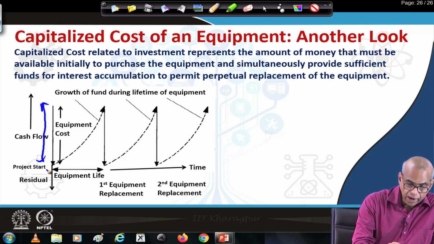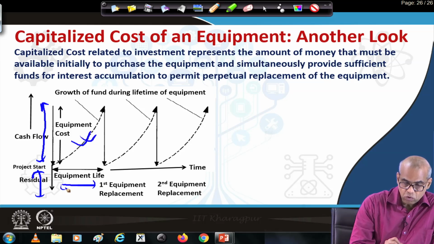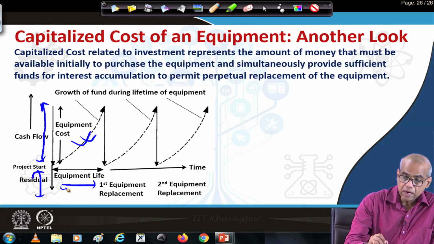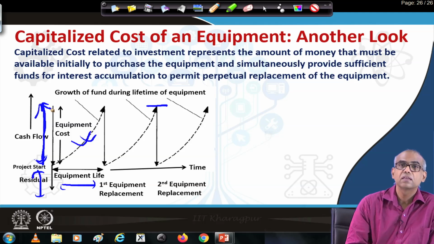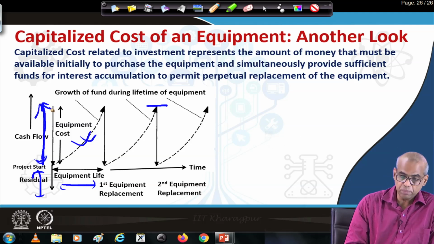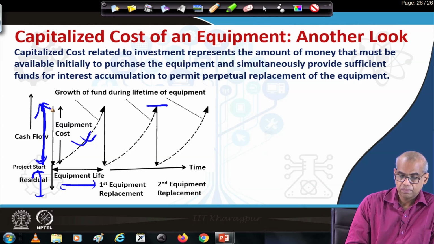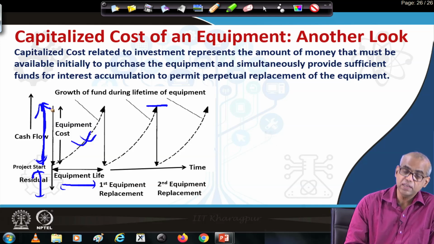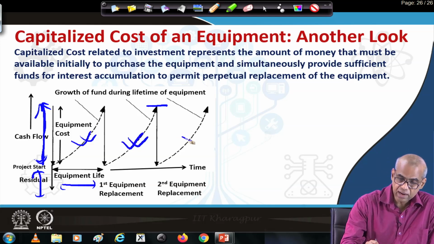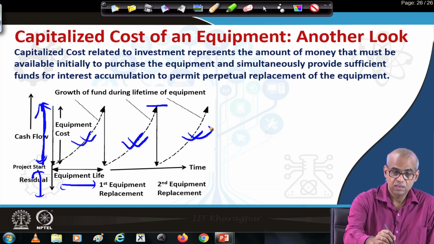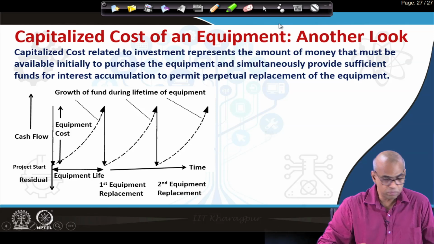So, I also have to invest today some amount of money which grows over the life of the equipment and becomes enough to purchase a new equipment which will replace this. And then you must also have sufficient funds in hand so that this cycle can be repeated again and again. So, thereby perpetual replacement will be possible.